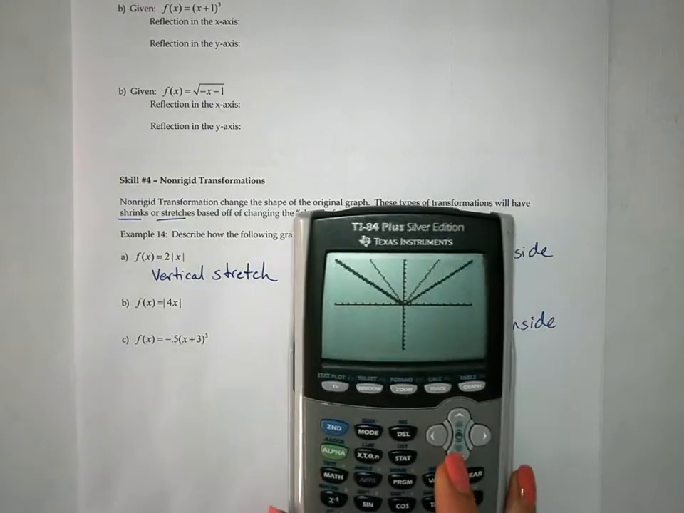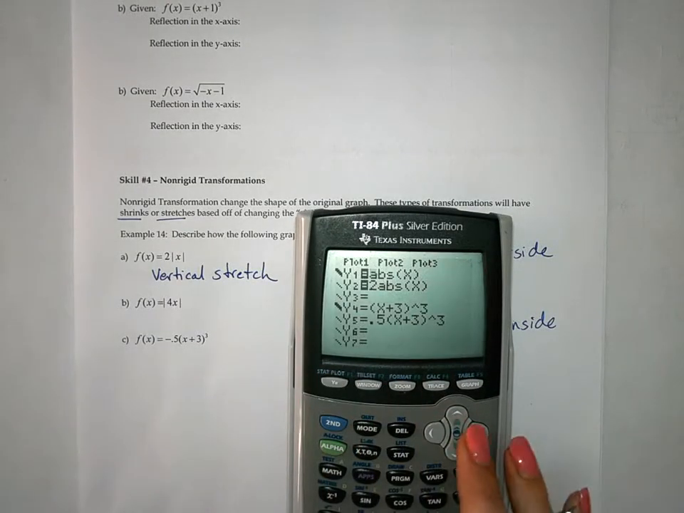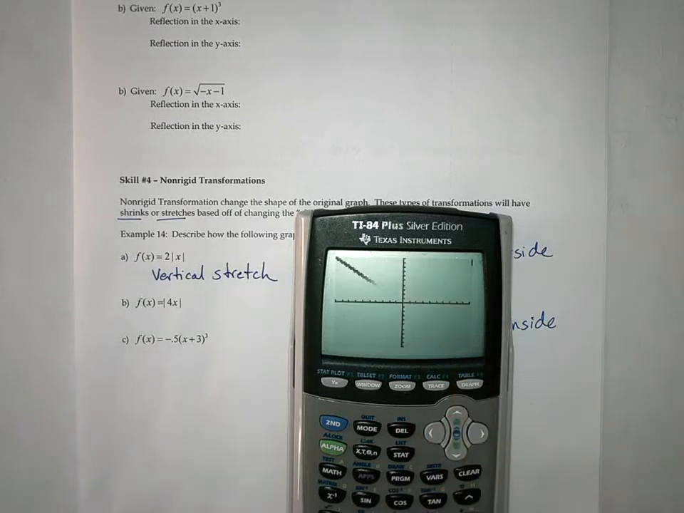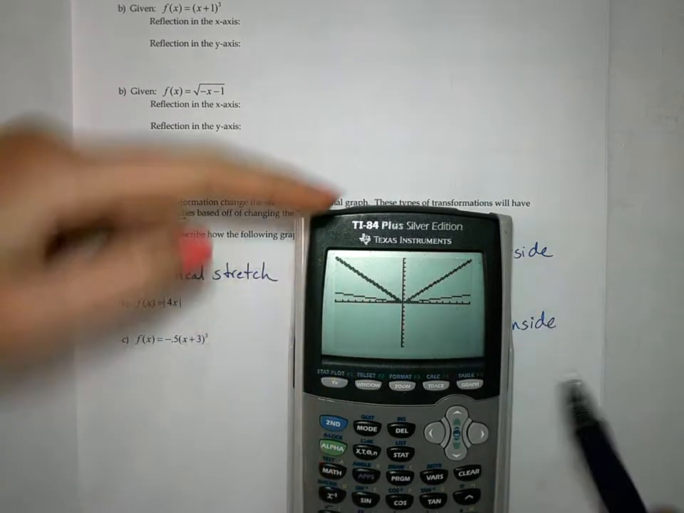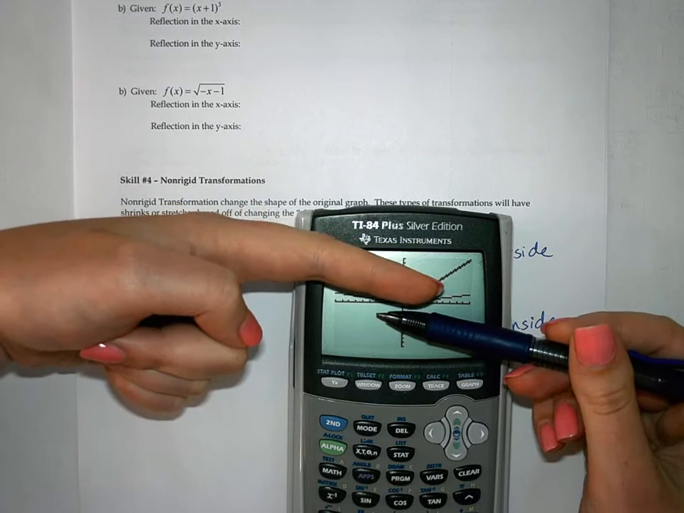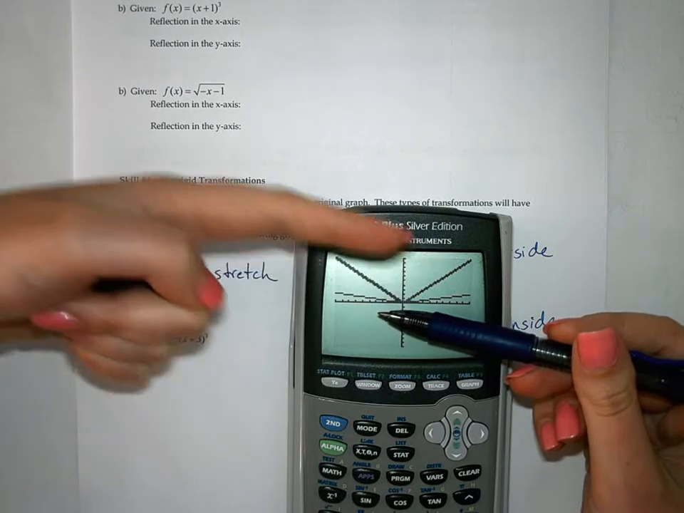We might then also ask ourselves, what happens if we have a different number in front, where it's not 2, but let's say it's a 0.2. Parent, and then the change. Vertically, we're not pulling it upwards. In fact, it looks like we've squished it downwards, and so it's a shrink that's happening.